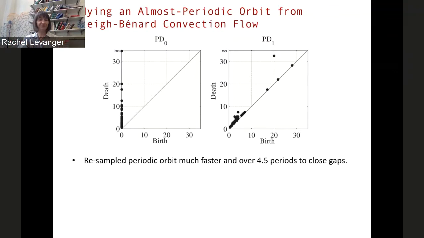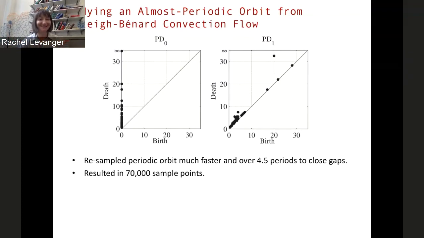So what we ended up doing was we resampled the periodic orbit much faster and over more periods to close the gaps. But then we had 70,000 sample points. And I'm pretty sure even Gregory Henselman's Eirene software and also Ripser, I don't know how they would do with 70,000 sample points, but I don't know if we're quite that good yet. So we needed some way to handle this.